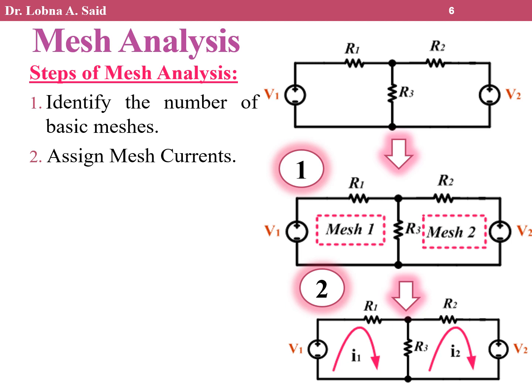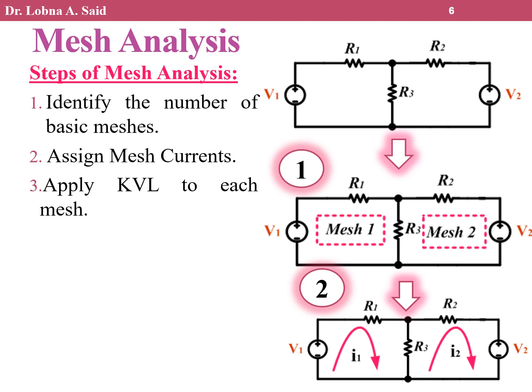Okay? So for KVL, how do we do it? All loop directions have to have the same orientation. So either all loops have clockwise orientation or all have counterclockwise orientation. I mean all meshes here. Is there a problem so far? Good. So we assign the mesh currents to have the same orientation. Third step, apply KVL to each mesh.